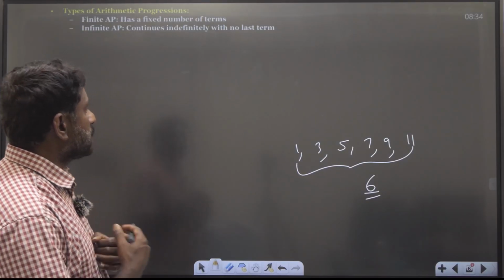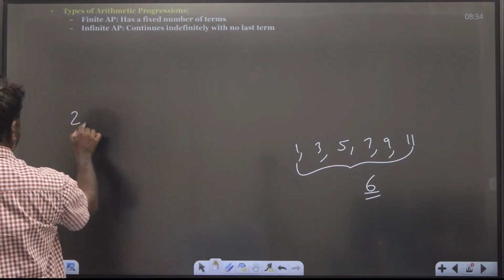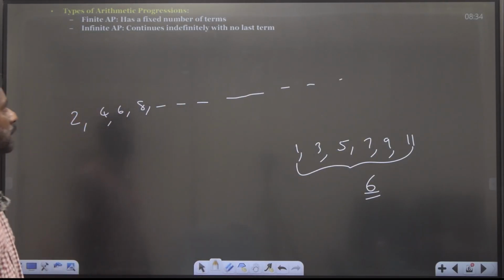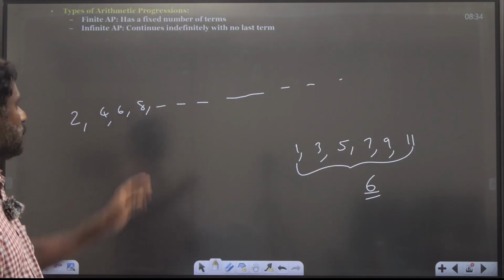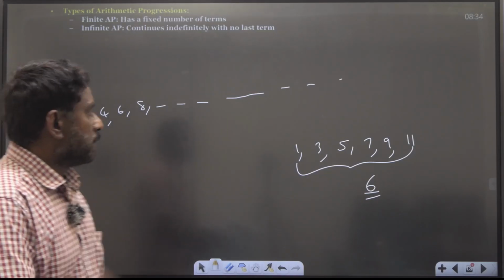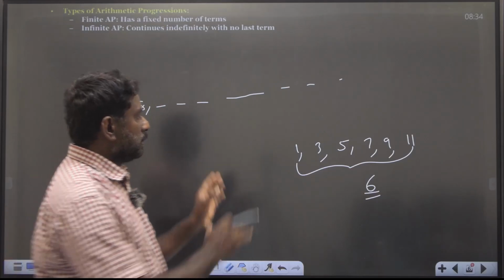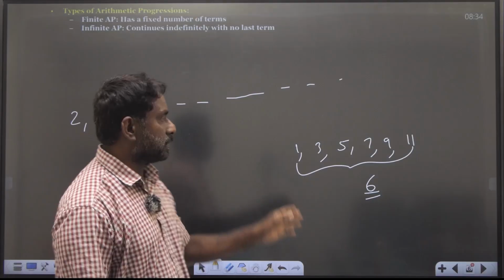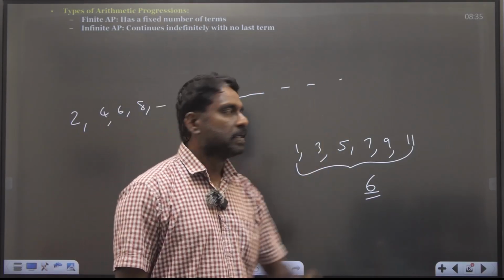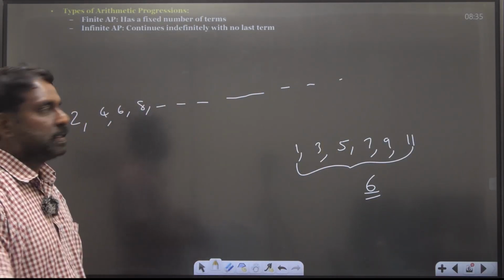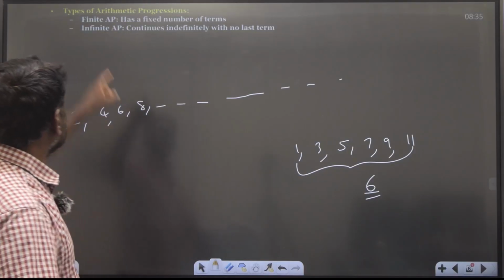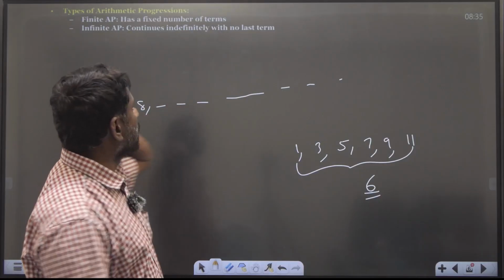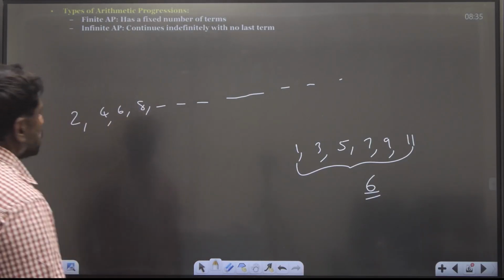If the number of terms is infinite, for example 2, 4, 6, 8, etc., this is called an infinite AP. There exists no last term there, but here a last term exists, and we can count the number of terms of a finite AP. A finite AP has a fixed number of terms. An infinite AP continues indefinitely with no last term.